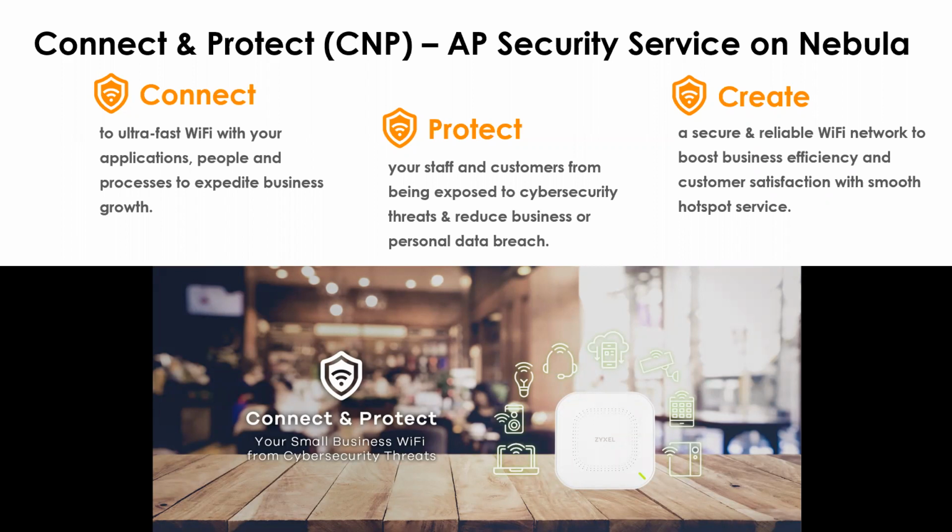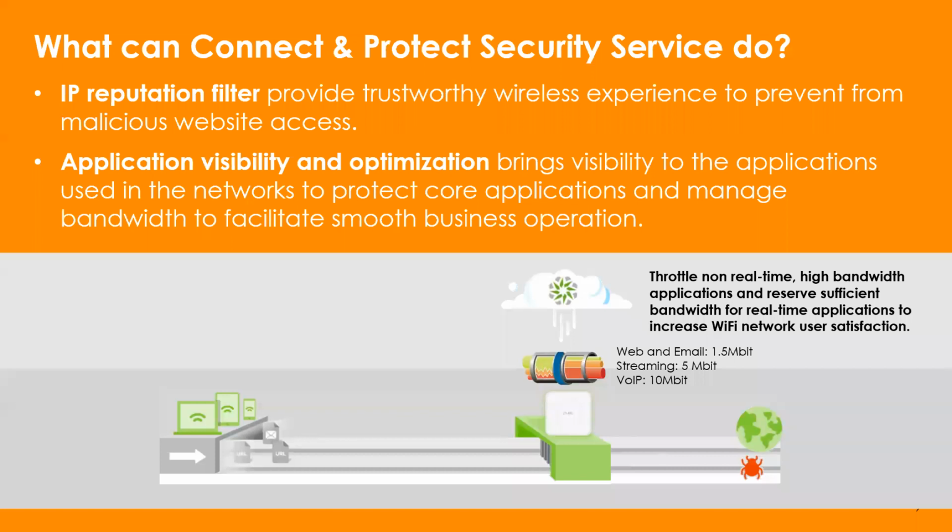If you can't put in your UTM security services at the gateway level, you can now provide something similar on the access point level to wireless users on the network. So Connect and Protect is made up of a couple different parts here. The first one is IP reputation filter. This is basically going to act as anti-spam, anti-phishing, blocking malicious sites, providing some level of content filtering.